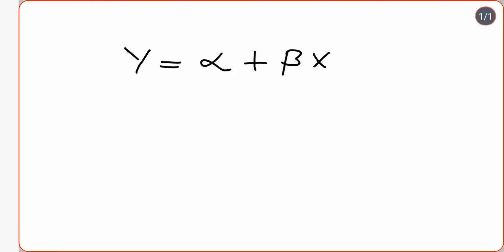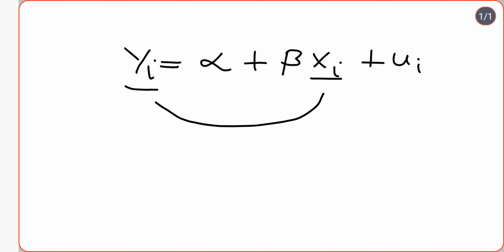So a two-variable model can be written in the form of yi equals alpha plus beta xi plus the error term, which is represented as ui. Now here xi is the independent variable and yi is the dependent variable, and there are only two variables in the model. That's why it is known as a two-variable model, and we have to estimate the parameters alpha and beta from the model.